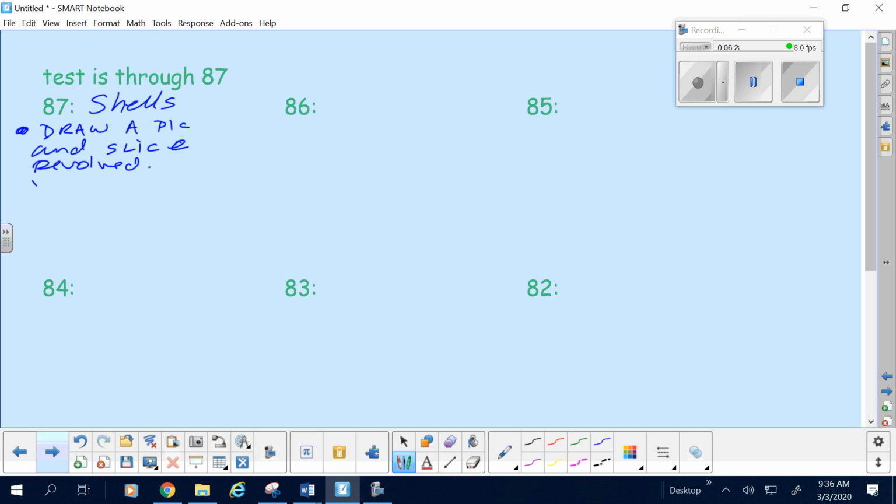Does an X slice go up and down or side to side? Up and down. And a Y slice goes side to side. The picture is required. It's not something I suggest. I have a point built into my rubric. Did they draw the picture? And do they have a clue as far as what's being revolved?